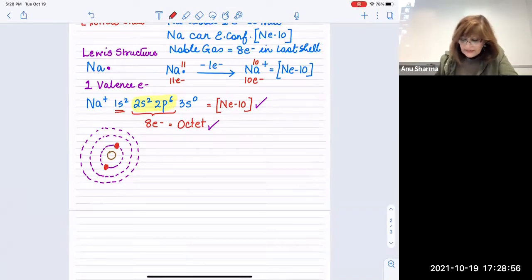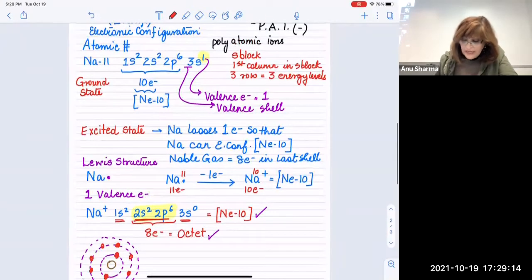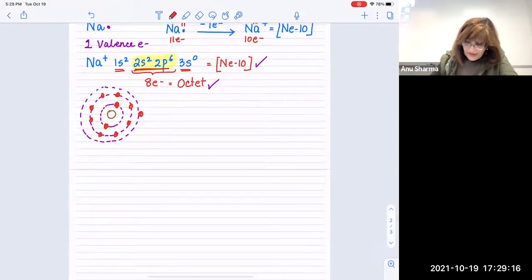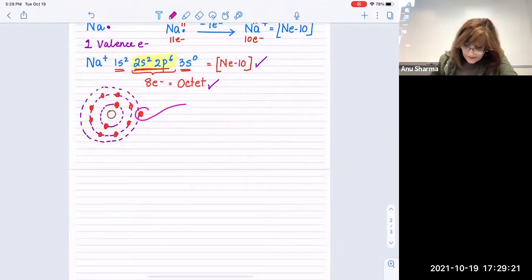Then there are the 8 electrons, which is in the second energy level. 1, 2, 3, 4, 5, 6, 7, 8. 8 electrons. And then 3s. So this is one piece right here, second energy level. And then 3s initially had 1 electron right here. And so when this electron leaves, minus 1 electron, then what is left? You are left with 8 electrons in the last shell.